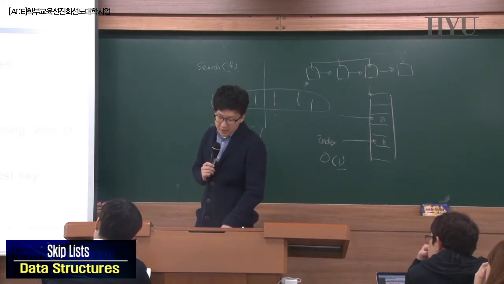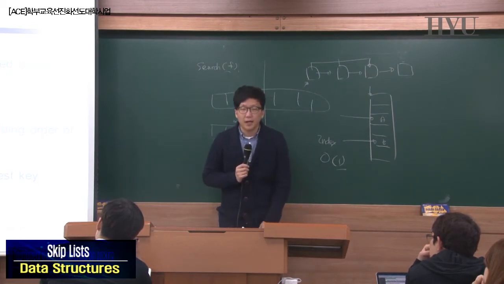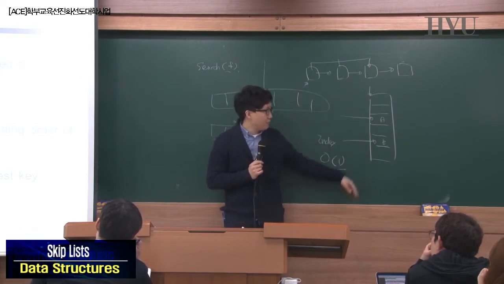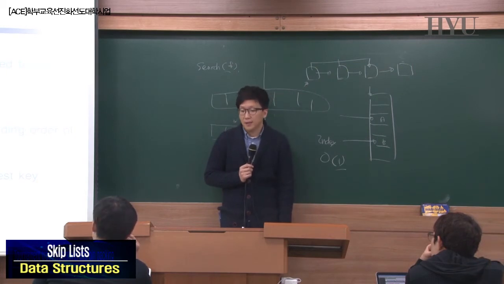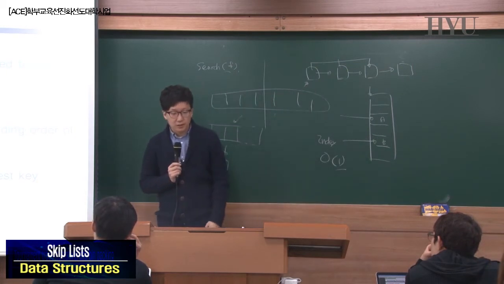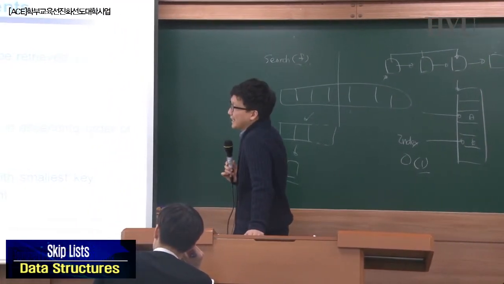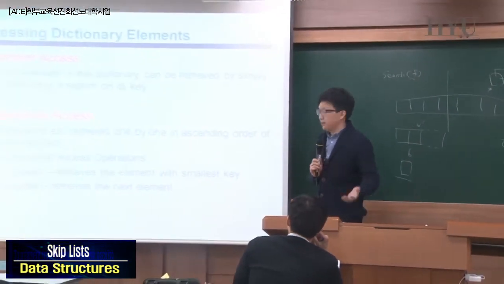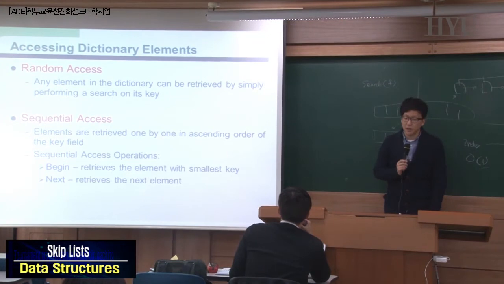Sequential access. Elements are retrieved one by one, in ascending order of the key field. Just get every single key in the list, get the values out. There are other ways of doing it. Sequential access operations: begin, retrieve the element with the smallest key, retrieve the next element, and so on. This is just one example, getting everything out of the dictionary.